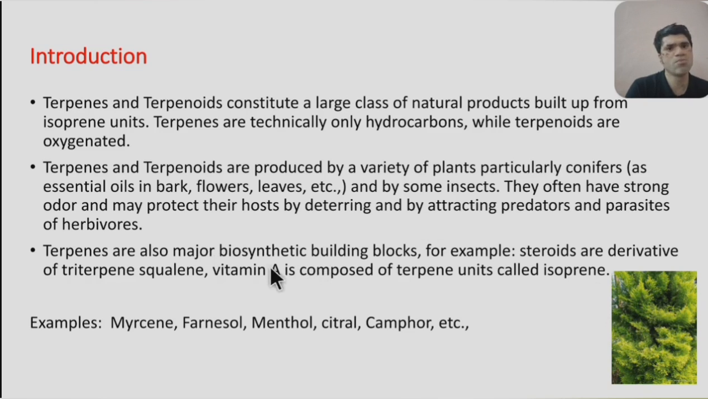Terpenes are also major biosynthetic building blocks. For example, steroids are derived from the triterpene squalene. Similarly, vitamin A is composed of terpene units called isoprene. Examples of terpenes include myrcene, farnesol, menthol, citral, camphor, etc. So these are the examples for terpenes.